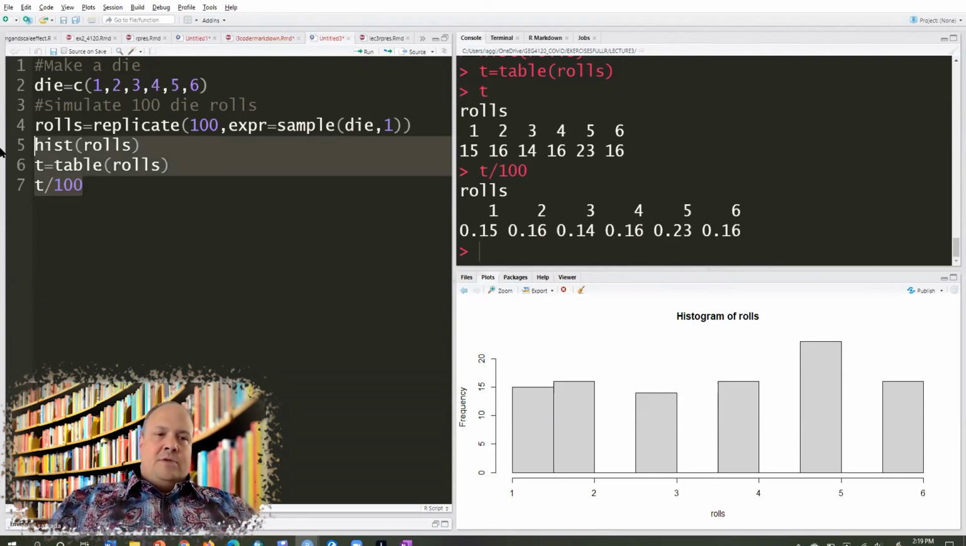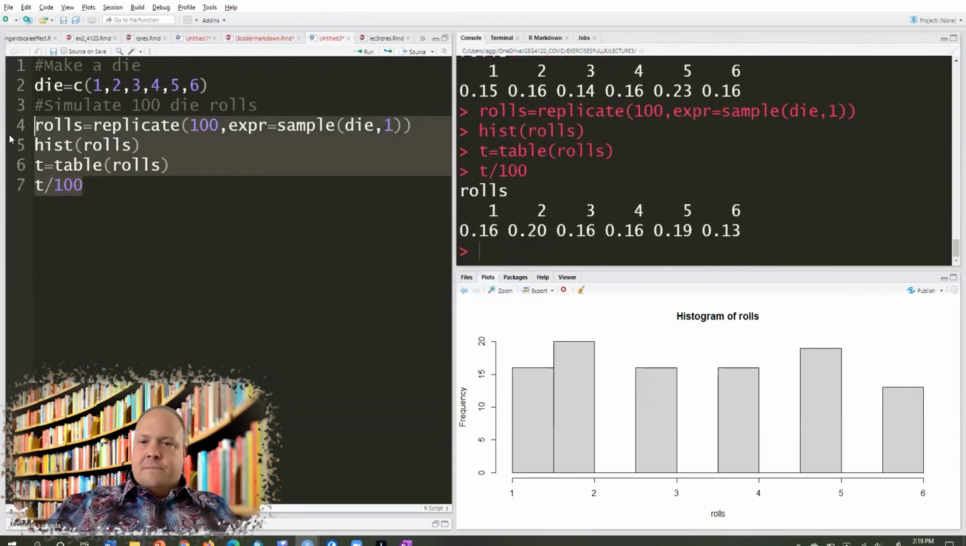So let's just run those three lines again. We'll do another replication as well and see how those look. So again, a lot of them close to 0.16, 0.19, 0.13, so a very small number of sixes that time and a very large number of the other ones. So you get the idea there.